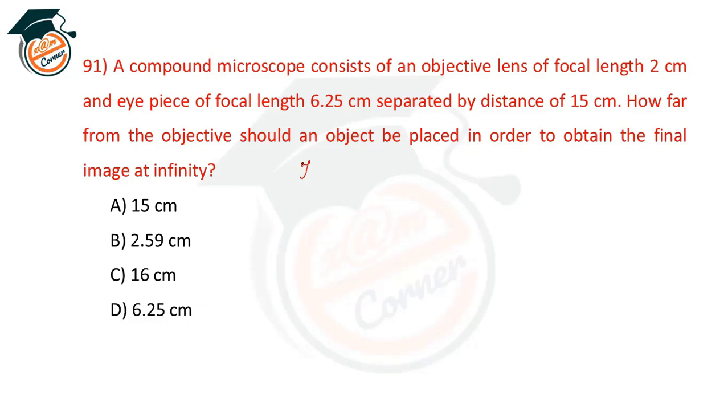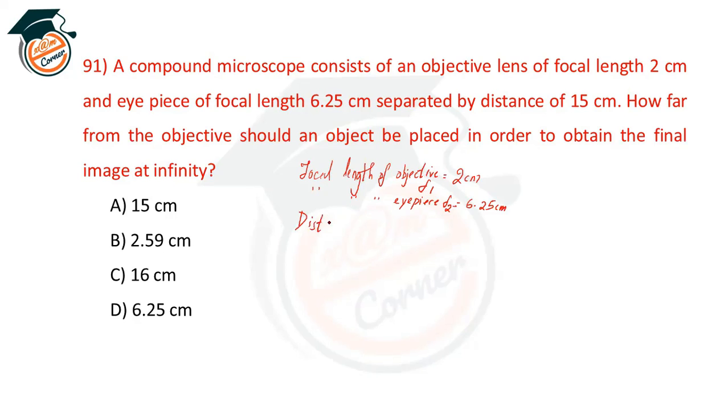For example, it's given that the focal length of the objective is 2 cm, that is f1. The focal length of the eyepiece f2 equals 6.25 cm. These two things are given. The distance separated by a distance.